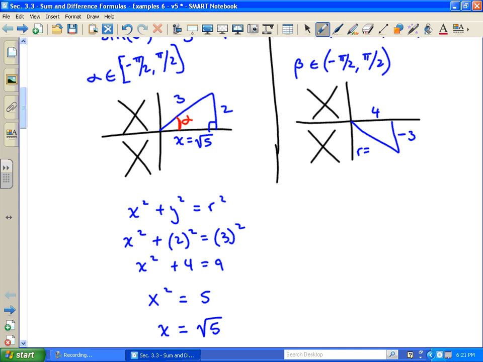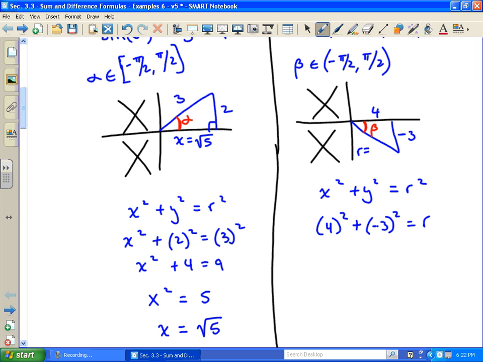Be careful on both sides of this line. I'm using x and y and r, but I'm using them for one triangle and then for a different triangle. So in this case, I'll have 4 squared plus negative 3 squared is r squared.